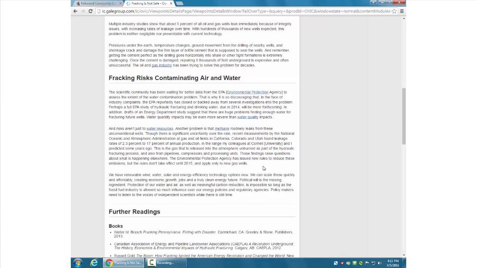And risks aren't just to water resources. Another problem is that methane routinely leaks from these unconventional wells. Though there is significant uncertainty over the rate, recent measurements by the National Oceanic and Atmospheric Administration at gas and oil fields in California, Colorado, and Utah found leakage rates of 2.3% to 17% of annual production in the range my colleagues at Cornell and I predicted some years ago.